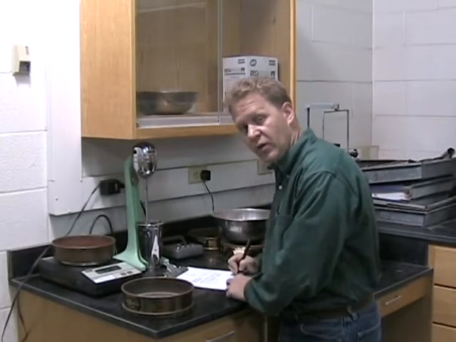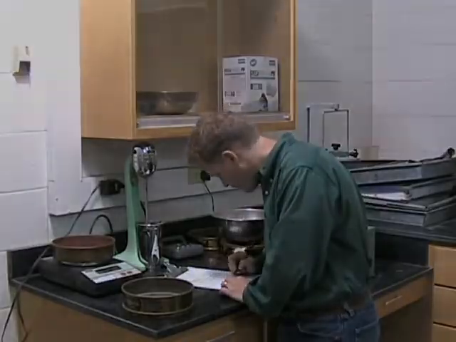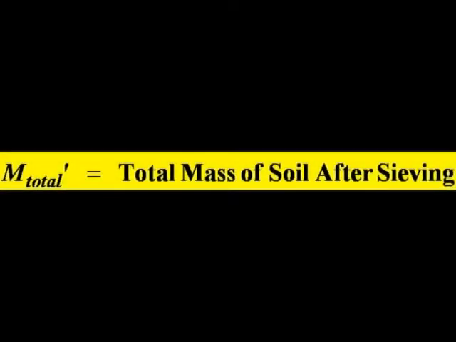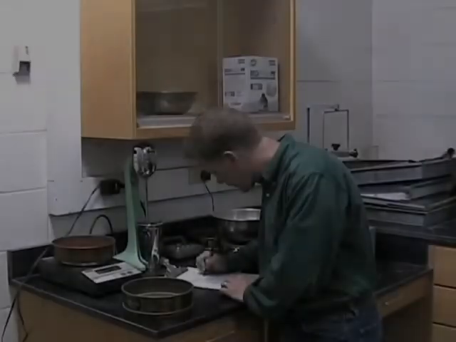What we need for the hydrometer analysis is about 50 grams of that soil that passed the number 40 sieve from the mechanical sieving analysis. So we need to obtain the net mass of that material, approximately 50.0 grams, and that is M sub D.